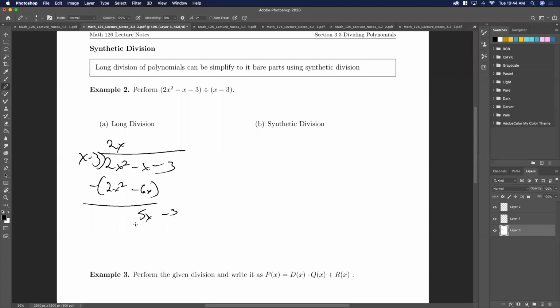Circle down the 3. And then I'm going to plug in 5. So it'll be minus the quantity 5x, nope, minus 5x minus 15. That makes that a plus, comes down, and I get 12. Okay, so that's how you would do it if you use long division.